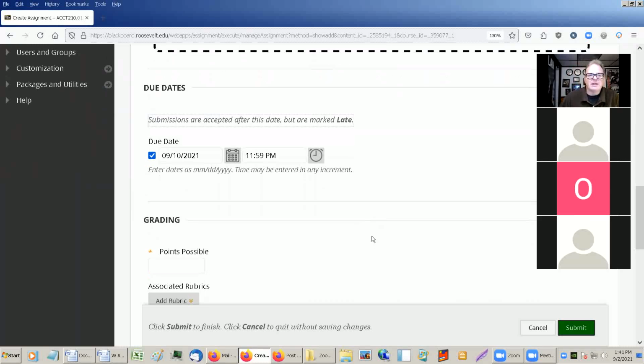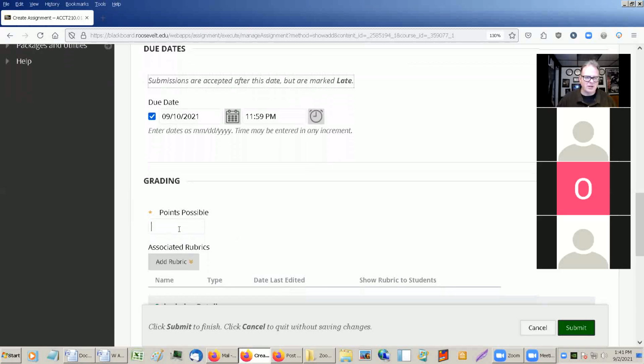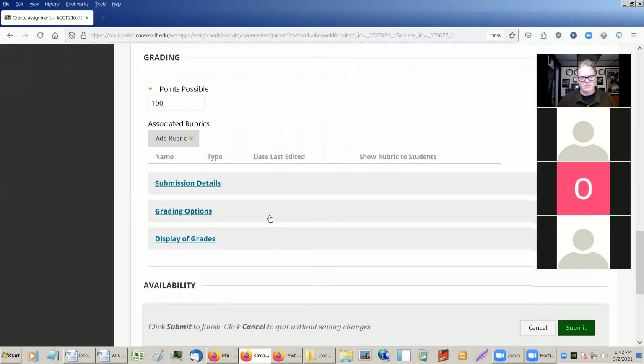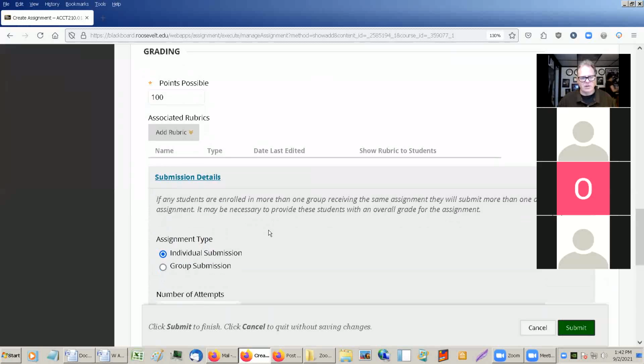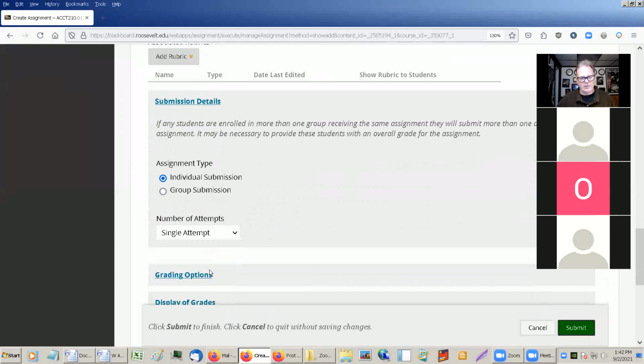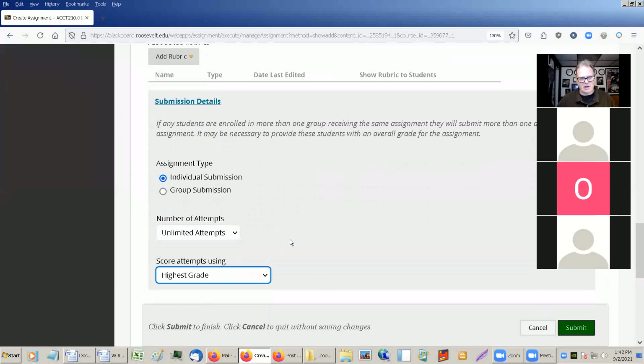So anyway, you can still turn it in and get full credit. It just won't be in your grade, obviously, until you do. While I do have the due dates, that's basically the date it'll go into your grade. So if you miss it, you can still get the points for it, and I strongly encourage you to get it in. Points possible 100. And unlimited attempts, the highest grade.